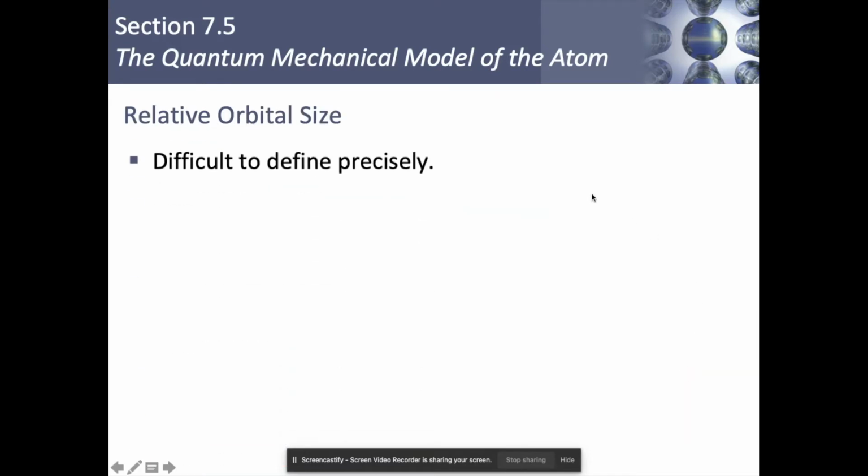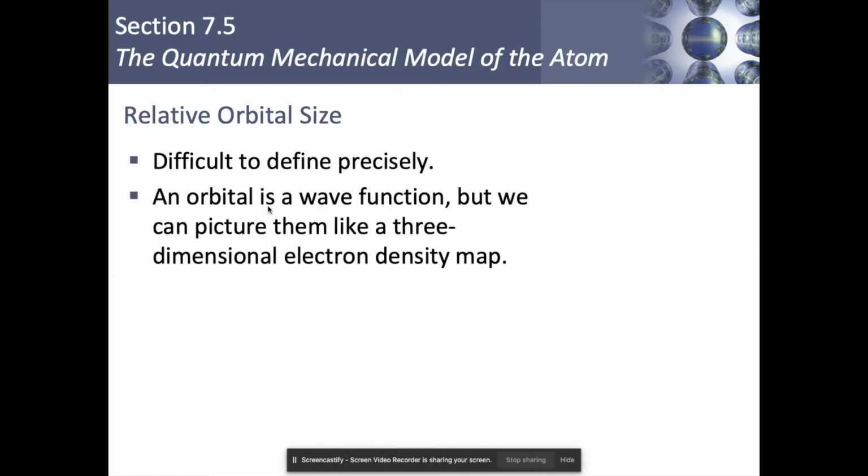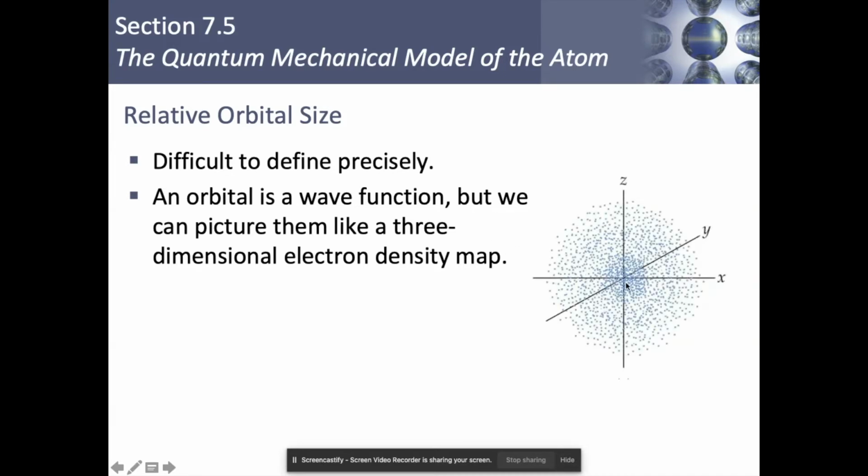So relative orbital size. How big are these orbitals? They're very difficult to define precisely, and instead you can think of it as a wave function, but we can picture them like a three-dimensional electron density map. Every dot represents a possible location where that single electron might be. So we're still only looking at a single electron.